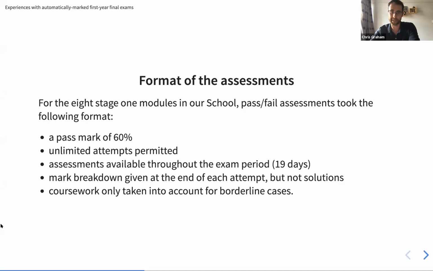So we very much expected an extremely high pass rate here, given the fairly relaxed nature of the assessment, plenty of time for students to catch up. But the key principle was that we had this quite high pass mark to encourage students to catch up on the material that they'd missed.